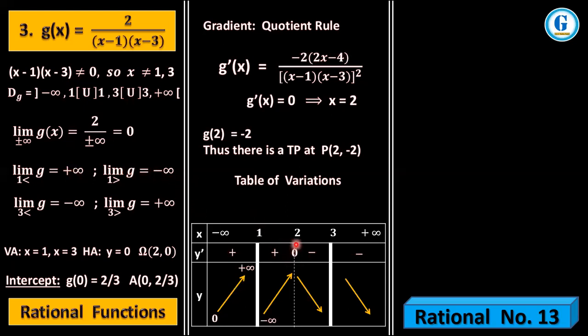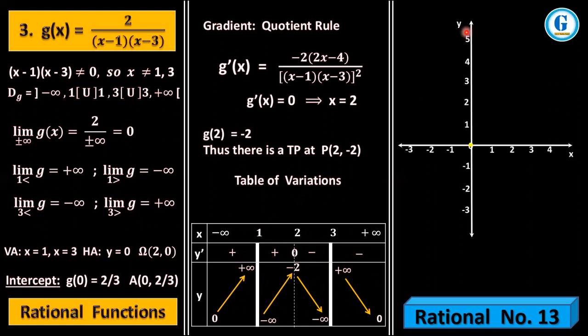As x tends to 2, that's at the turning point, we have minus 2, right? This is at the turning point. As x tends to 3 from below, we have negative infinity. From above, we have positive infinity. And as x tends to positive infinity, we can see from the first limit it tends to 0. So this is what we have in this variation table. You can watch this over and over again so that you have a clear idea of what's actually happening in the curve, okay? We can now sketch this curve.